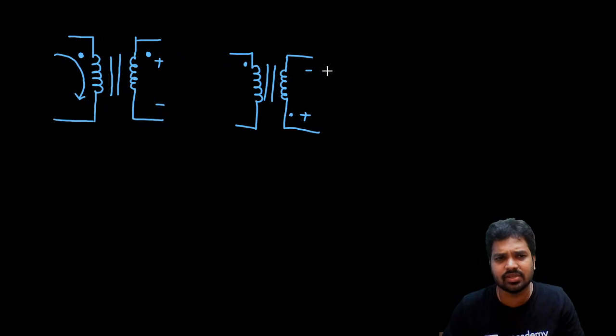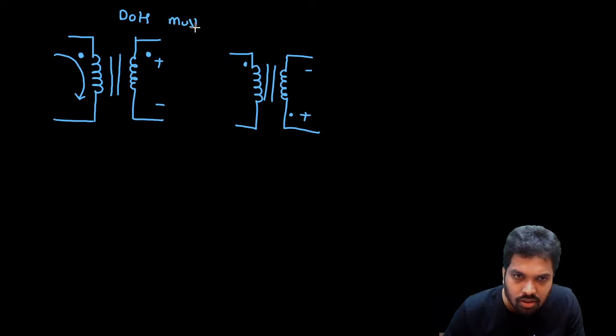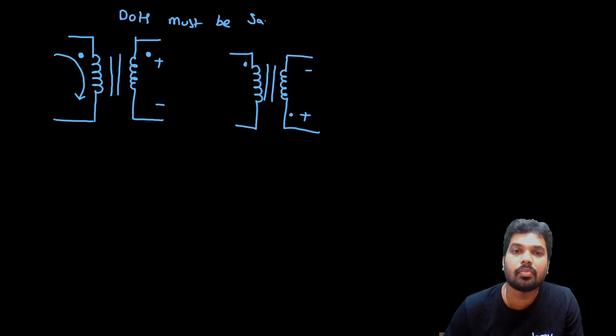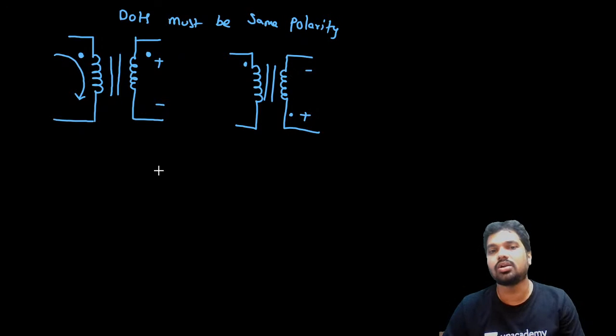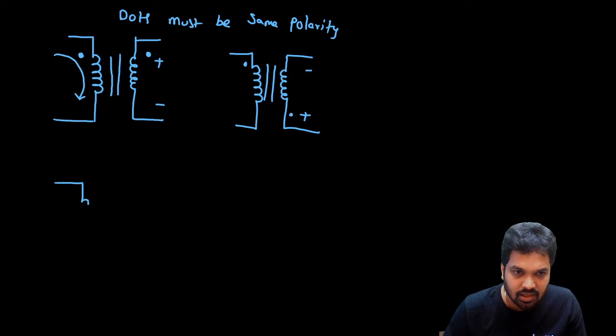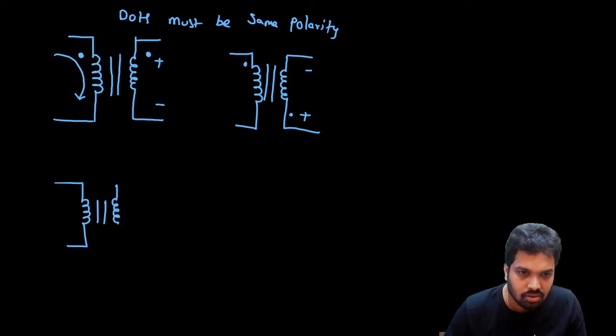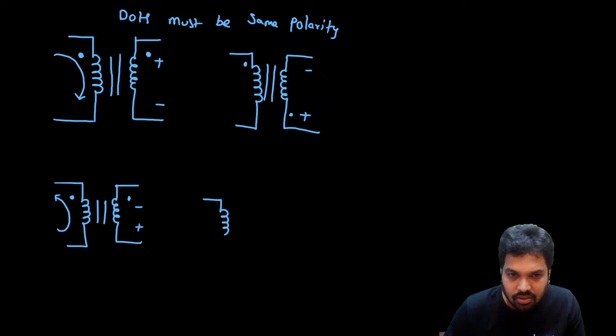In another sense, you can say the dots must have the same polarity. Suppose, please listen to another case. If current is leaving through the dot here, then the mutual induced EMF is negative at the dot of the other coil. This is how you will need to take it.